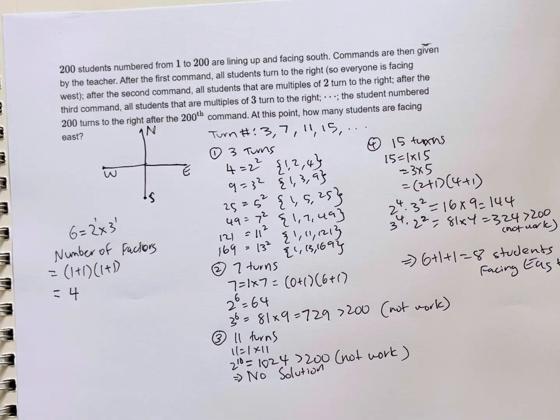Well, to solve this problem, you have to notice that the term numbers will be 3, 7, 11, 15. Then we have to use the number of factors formula to find out what kind of number will have 3 factors, 7 factors, 11 factors, 15 factors. And then after that, we have to notice that after 15, numbers get too big, so we can stop counting after that. Also, notice that the only numbers that have 3 factors are perfect squares of prime numbers. So then we get the final answer of 8 students facing east.